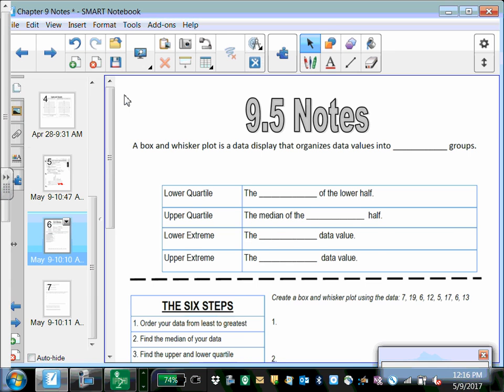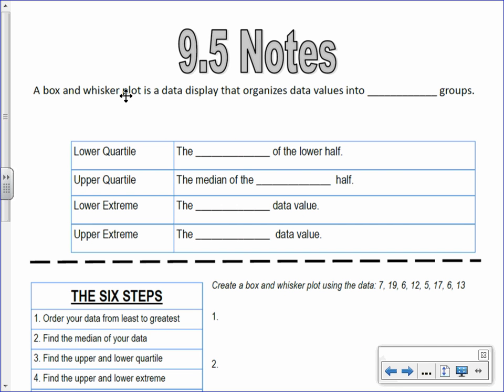Like the top 25%, the lower 25%. That's when they're using a box and whisker. So a box and whisker plot is a data display, a way to display data, just like a bar graph is a way to display data, a line graph, a frequency table, all different ways to display data, that organizes data values into 4 groups. And the nice thing about those 4 groups is it separates them into 25%. So just know that each group that we see is going to be an additional 25%.